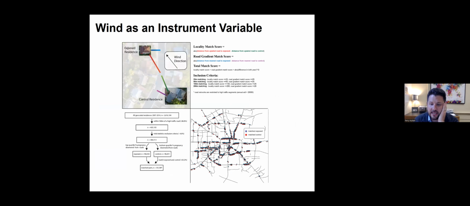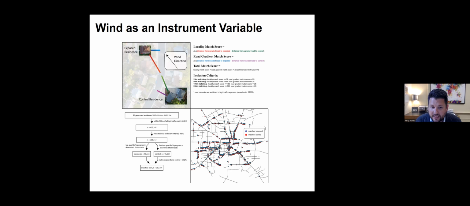Another example, again used in this HEI grant, is using wind as an instrumental variable. What we've done here is directly match mothers who live predominantly upwind to predominantly downwind mothers from the same road segment. If you're thinking about residential selection, people are aware of where a road is, and if you are able to, you would likely not choose to live next to a major road. Most people do not choose a home based on upwind, downwind, or predominant wind directions. And so this is where we can try to use this as a variable that's unrelated to socioeconomic status.